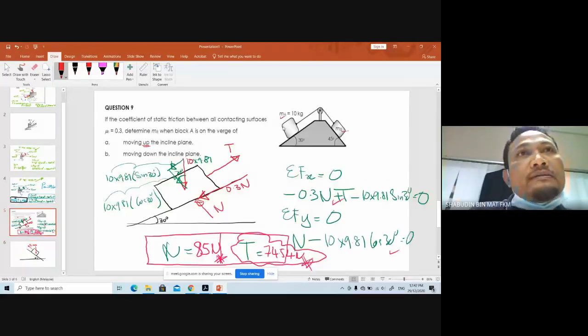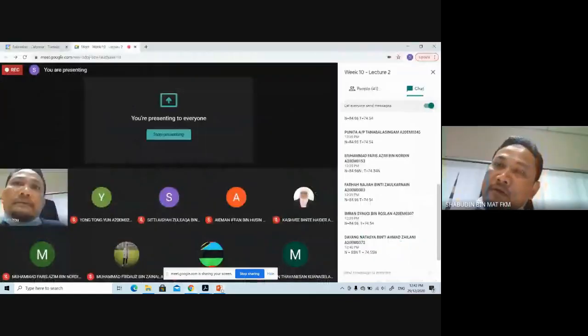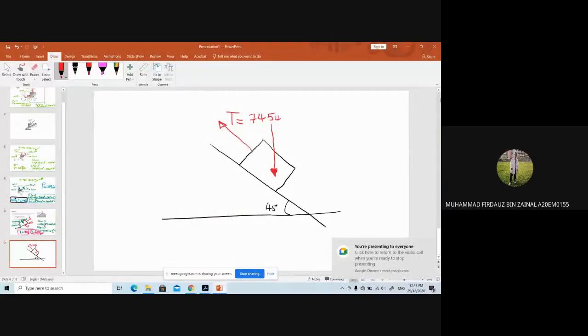Tell me, if block A is on the verge of moving up, what happened to block B? Block B is on the verge of moving down. Block B will go down. Which direction should the friction go? Going up.